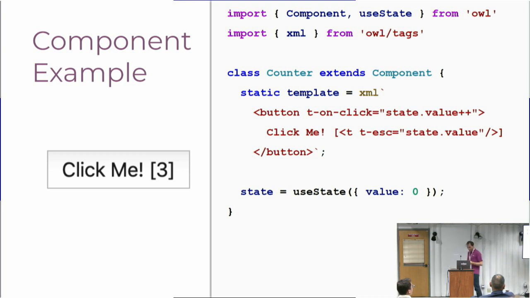value. And then you have the state, the state object. It could be just a plain object, but in this case, it uses the useState hook. The useState hook makes it reactive. So whenever its value is changed, OWL knows that it should update the user interface to match its internal state. And that's it. There is nothing more to that. No extra code for this component. It simply works like this.